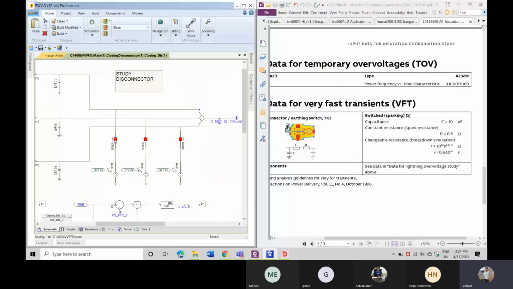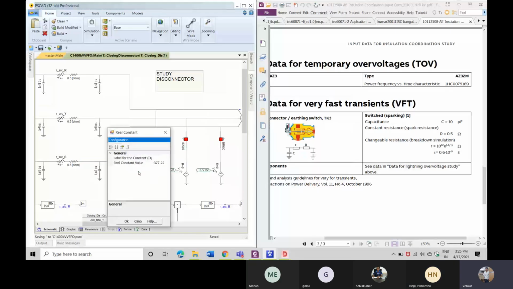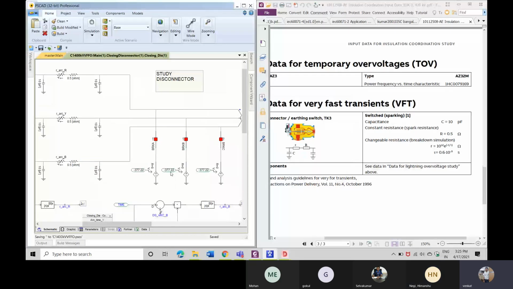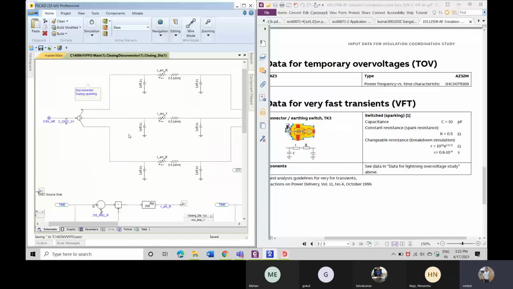I am trying to inject it on the right side of the disconnector. It is generally for creating minus 1 per unit. Here, can you see this? I have given a minus sign here. This is for creating a minus 1 per unit. And then here we have 1 per unit.